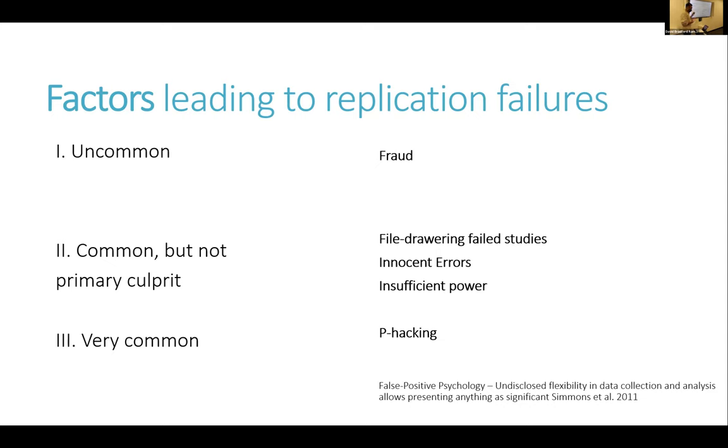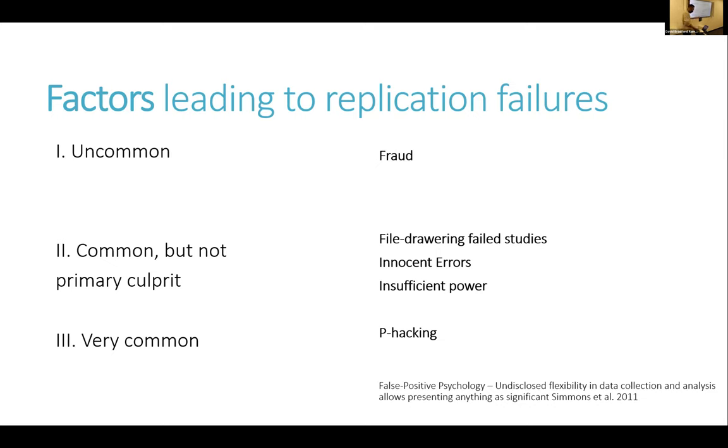These questionable research practices come from this paper, False Positive Psychology. I think it has about 6,000 citations. It's really popular, and it was the first paper to comprehensively survey the many ways that researchers abuse their degrees of freedom.